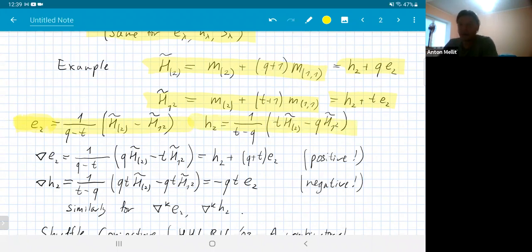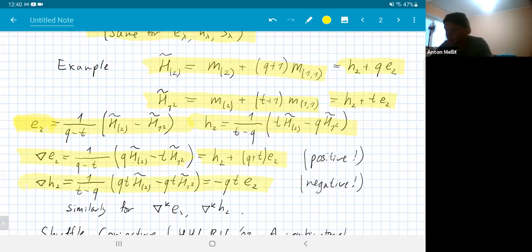Now using these formulas, you can compute the Nabla. So when I apply Nabla to E2, I have to multiply H2 by Q and H11 by T. So I get this formula. And after you substitute, you get some cancellations, denominators cancel, and then you get this nice combination. And if you apply Nabla to H2, you get this nice combination.